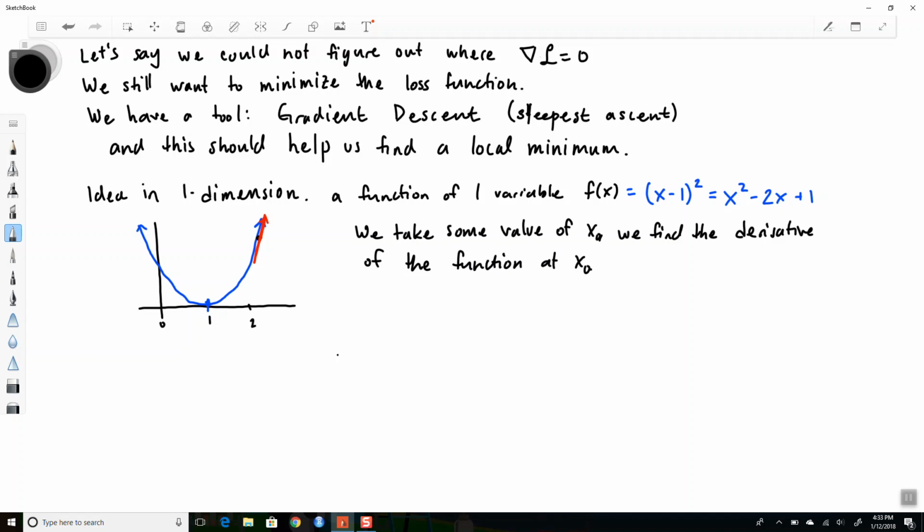And that will tell us how f changes when x changes, right? So it tells us, basically, and the key part is the direction that f of x changes at that location.